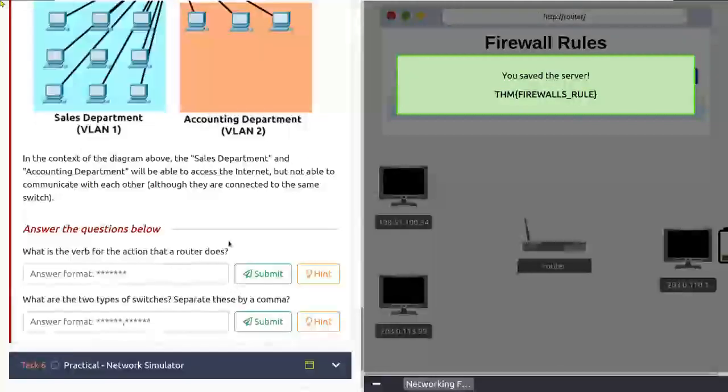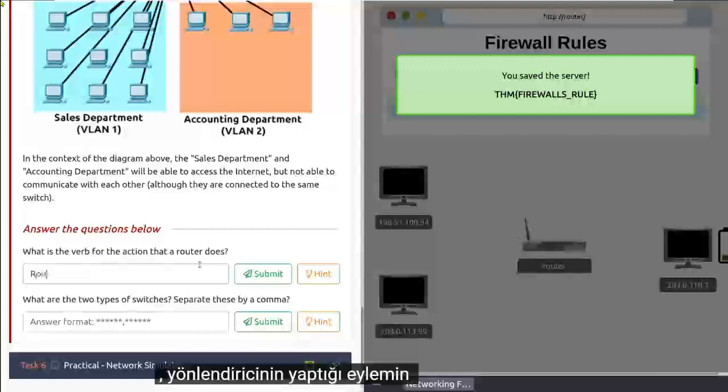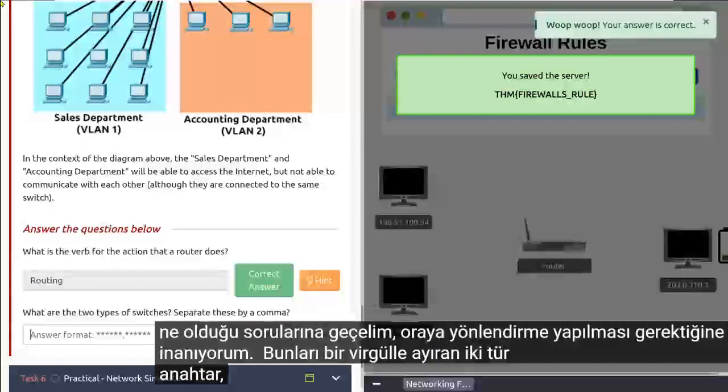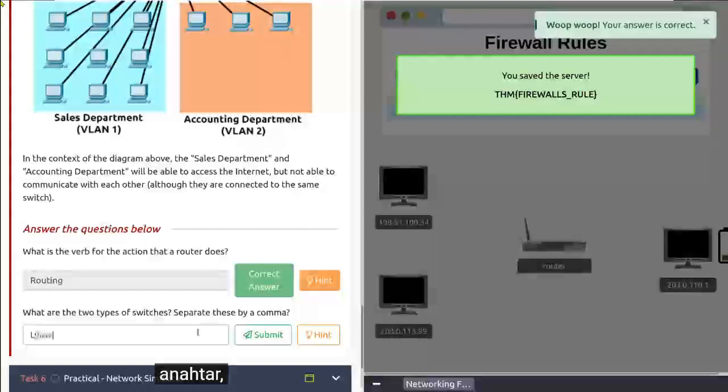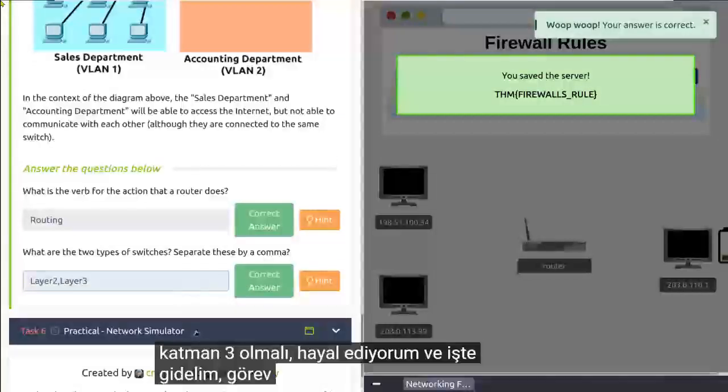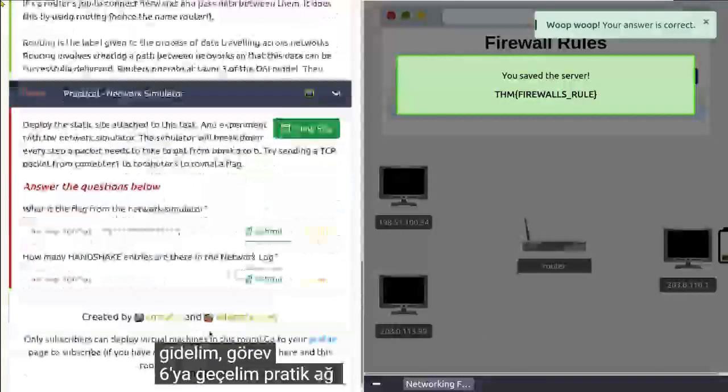Let's move into the questions. What is the verb for the action that the router does? I believe that should be routing. There we go. What are the two types of switches? Separate these by a comma. Should be layer 2, layer 3, I would imagine. And there we go. Let's move into task 6, Practical Network Simulator.